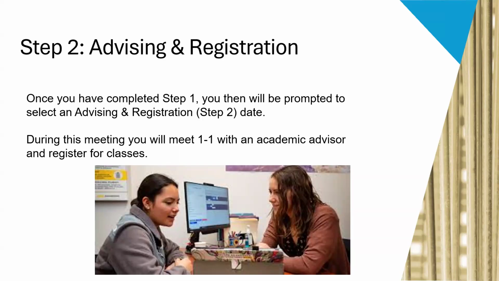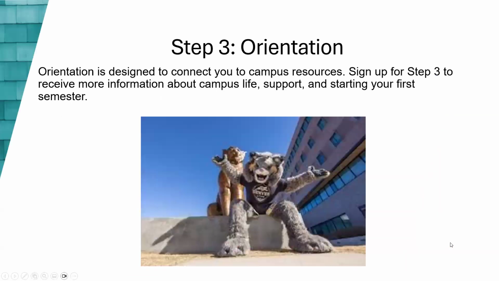And every student will have a one-on-one meeting with an advisor. Once you finished step two, then comes the orientation. So this is more of that traditional orientation. You will be able to meet your peers, meet campus resources, and really get connected to the CU Denver campus.